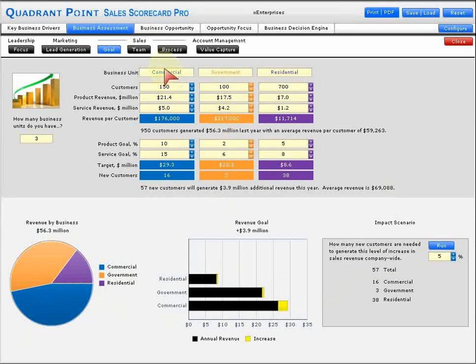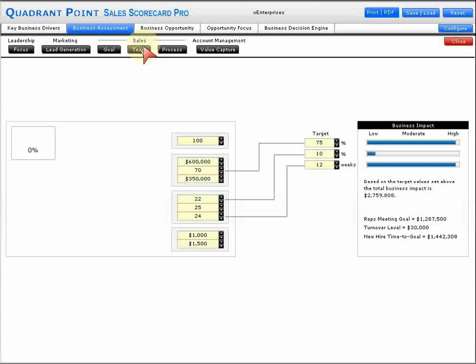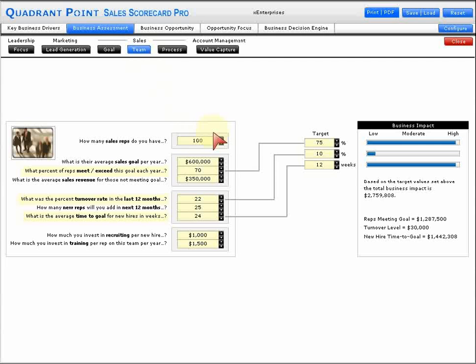So we move from sales goal to sales team. Here we're taking a quick snapshot view. How many sales reps? What's the average sales goal target for each sales rep? How many of those meet or exceed that target? And what if you could increase that, in this case, from 70 to 75%? What would that be worth? Almost $1.3 million.